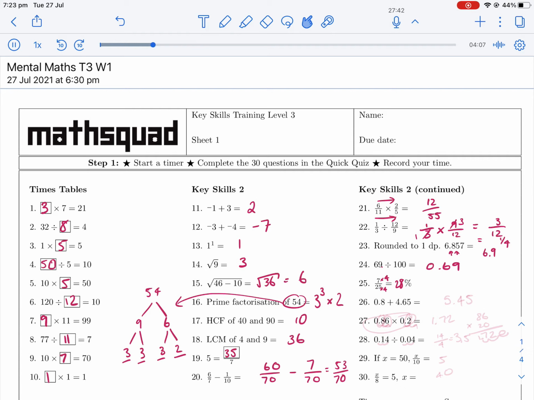Okay, let's add our tenths column. So we've got 0.8 and 0.6. That's 1.4. So 5.45. You can also do it as a vertical algorithm if you like. Just make sure that your place values line up.